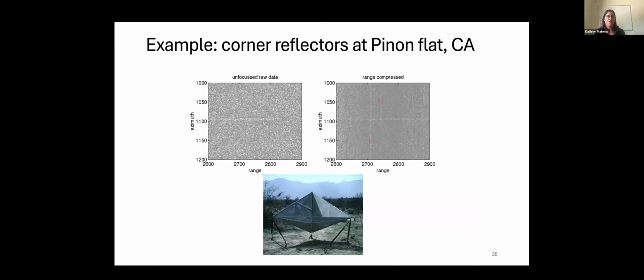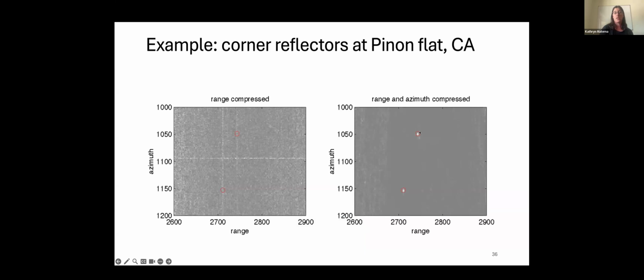Here's an example of unfocused raw data, as we would call it, and then it is compressed or focused in the range and then in the azimuth. So we have a bright reflection from a corner cube, and it's somewhere in this unfocused data. When it's compressed in the range, you start to see that there are these corner cube reflectors at certain locations, but it still needs to be compressed in azimuth. And when it is done, you have these really bright reflectors that have been identified from that original unfocused image.